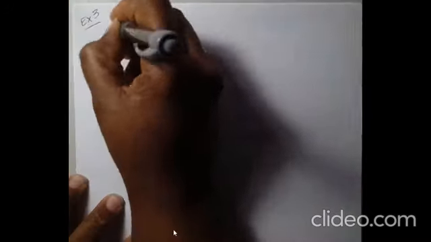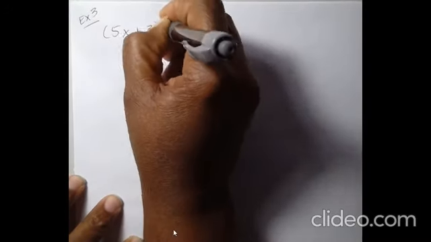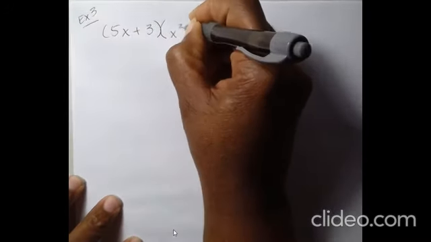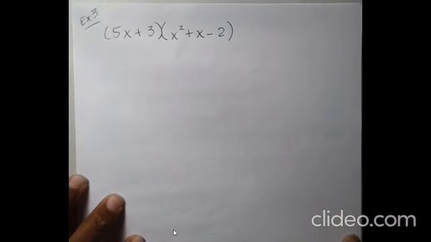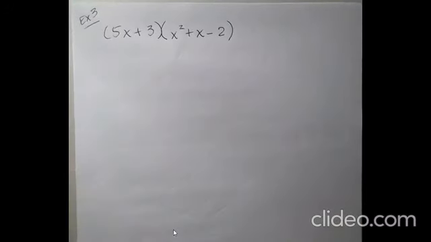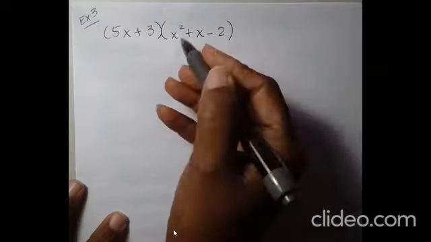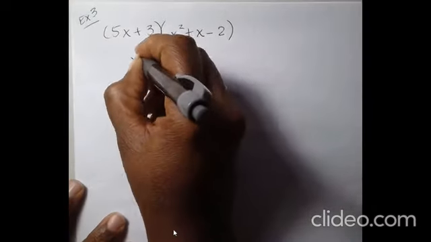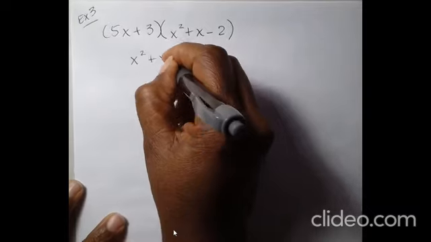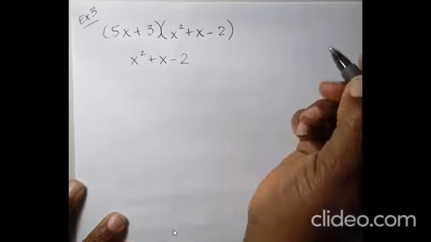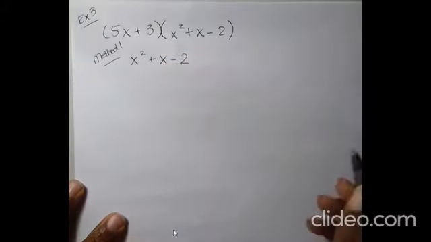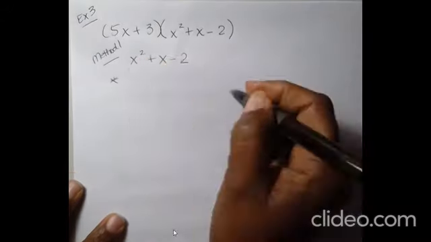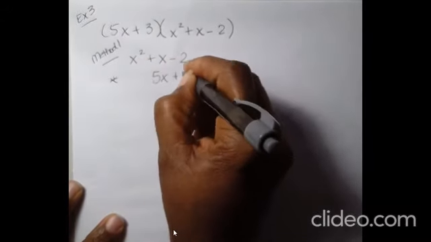polynomials. Example 3, we've got 5x plus 3, and we're multiplying by x squared plus x minus 2. Now, there's two ways you can do this. I'd like to take the longer one and put it on the top. Minus 2. We'll call this method 1 because I will go through method 2. And we're multiplying this by 5x plus 3.